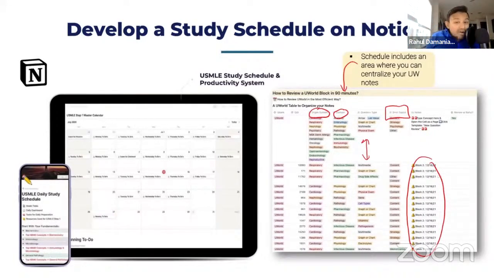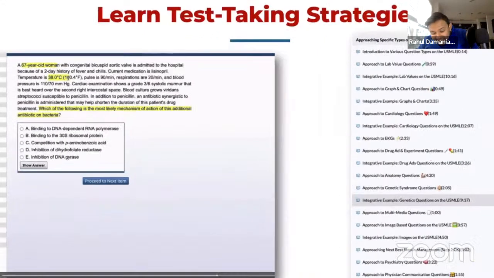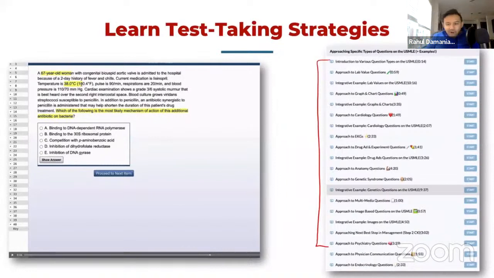This is going to be very unique and high yield for you. I do want to let you know that this course goes through various different test taking strategies. How do you go through graphs and charts? How do you go through maybe genetic questions on your USMLE? How do you go through EKG questions on the USMLE? I will be going through the actual strategy, and then we'll break out and do some questions that you can follow along with throughout these videos.